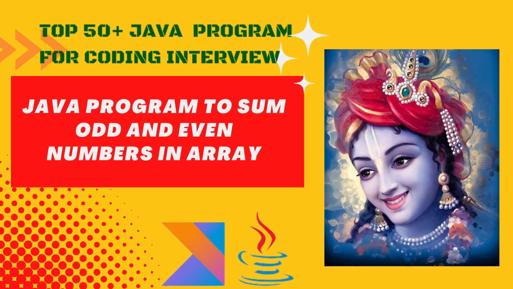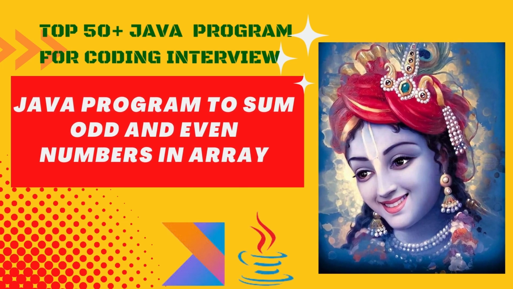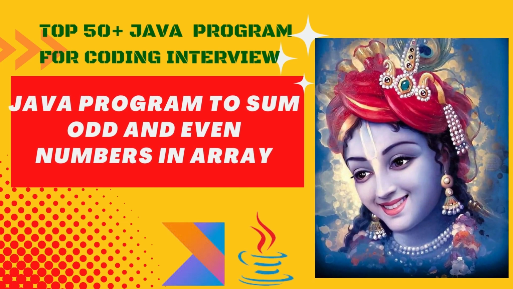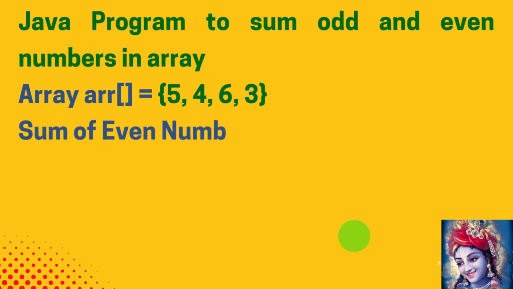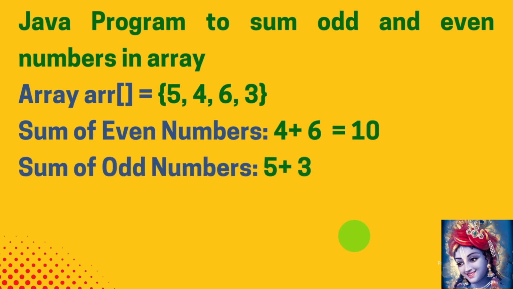In this video, we are going to implement a Java program to find the sum of odd and even numbers in an array. Let's take an example of array 5, 4, 6, 3. The even numbers are 4 plus 6. The sum of even numbers is 10. The odd numbers are 5 plus 3. The sum of odd numbers is 8.